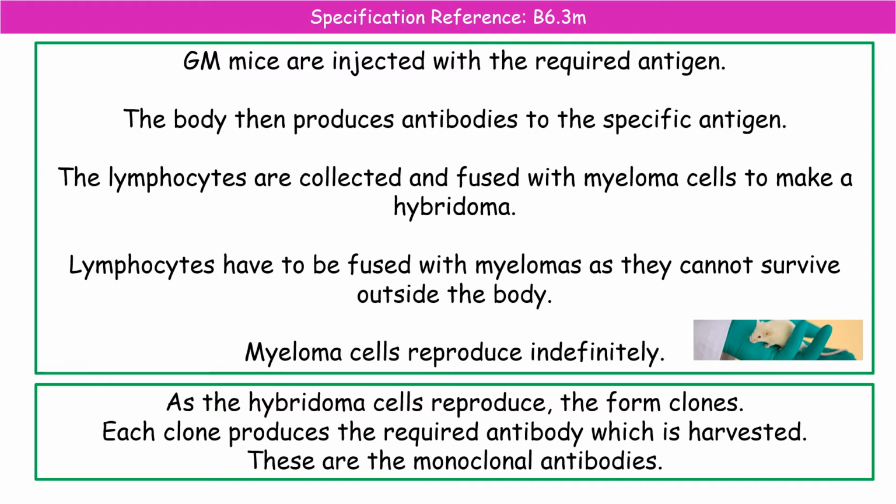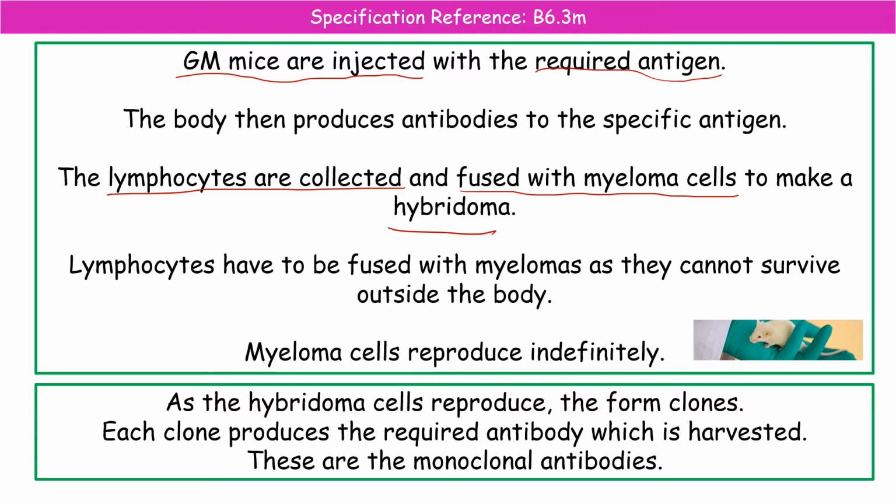They have asked for a bit more detail in the past about how we make these monoclonal antibodies. And these are kind of like the key points that were on that mark scheme. So we've got genetically modified mice being injected with our required antigen first of all. So GM mice injected with required antigen. They produce antibodies to that specific antigen. We collect the lymphocytes and we fuse them with myeloma cells. That makes a hybridoma, and those hybridomas make the monoclonal antibodies.